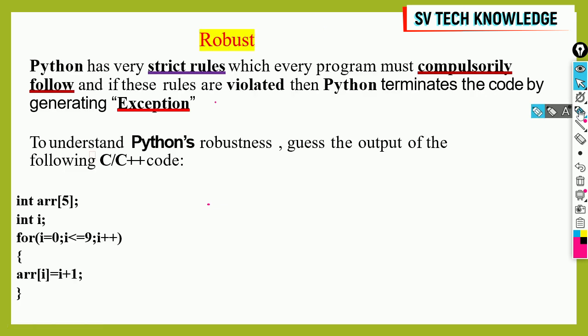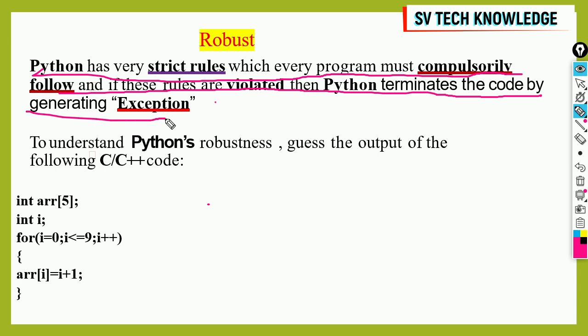So, robust. Robust means strict rules. So Python has very strict rules which every program must compulsorily follow. And if these rules are violated, then Python terminates the code by generating an exception. So as every program has some rules and regulations, Python also has strict rules, okay, that gives Python robustness. Whatever you give, you should give according to the syntax and according to the rule. Otherwise it will throw an exception.